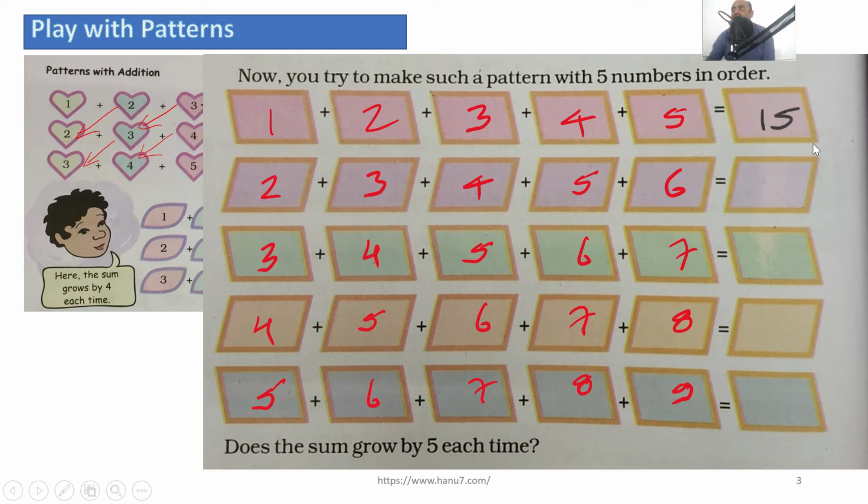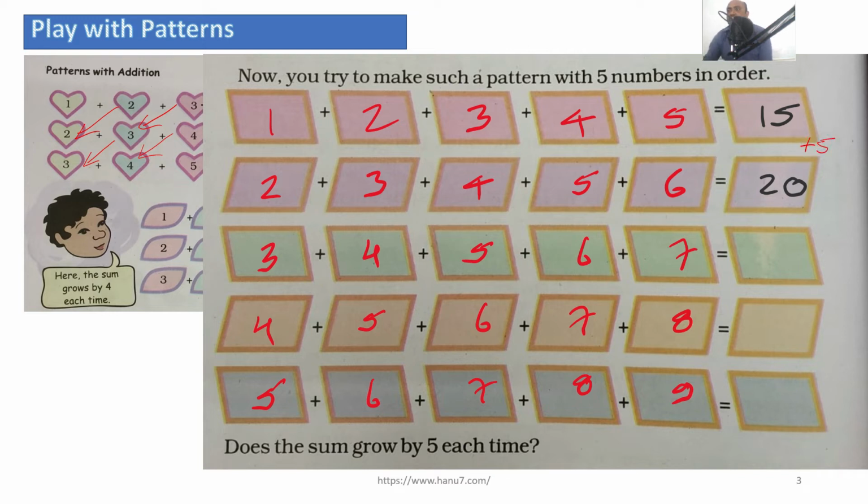So let us check it. In the first case, 5 plus 4 plus 3 plus 2 plus 1 is equal to 15. So 5 plus 2 is 7, plus 3 is 10, plus 4 is 14, plus 1 is 15. And in this case you see 6 plus 4 is 10, 15, 18, 19, 20. Yes, the sum got incremented, I mean it is growing by 5. So it is just getting incremented by 5.